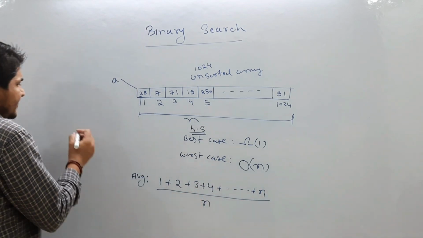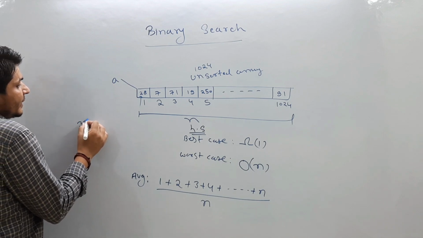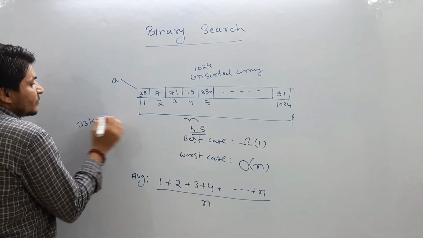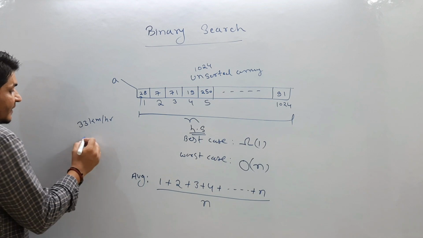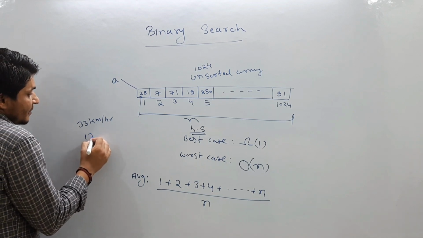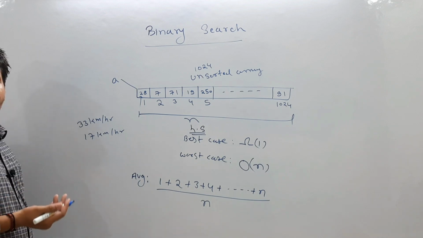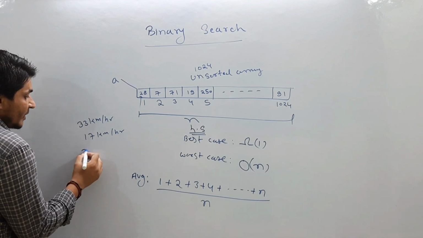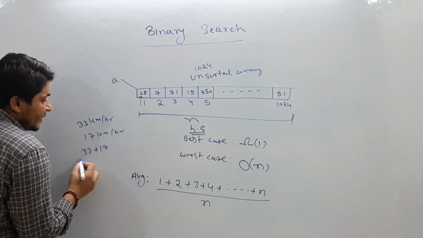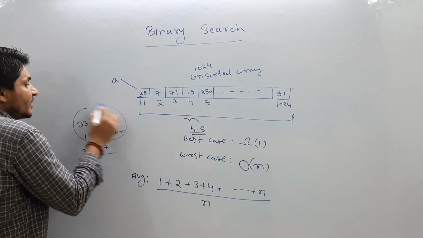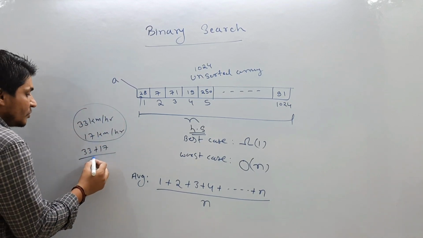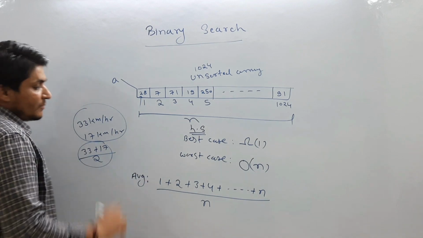So simply, let's suppose 33 kilometers per hour is the speed, let us assume. Then let's say this is 17 kilometers per hour, the second speed. How to calculate the average? You will add 33 plus 17, then how many values are there? 2. So simply divide by 2. So this is what I'm doing here.